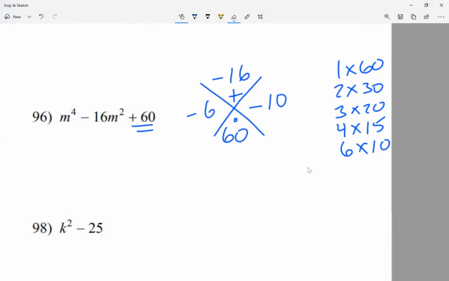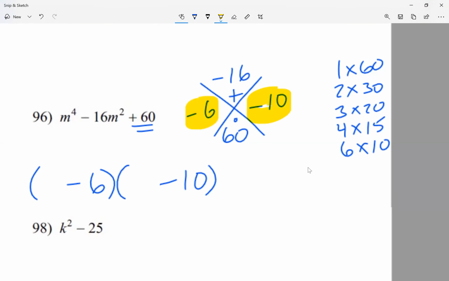So, okay, let's take a look. I'm going to go straight to parentheses. One of my parentheses is going to finish with a -6. The other one's going to finish with a -10. You can see where I got those from, okay? So one of them finishes with -6. The other one finishes with -10.